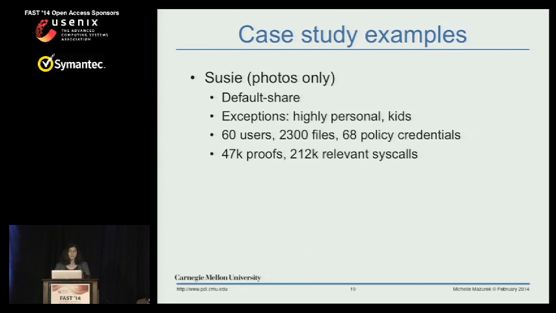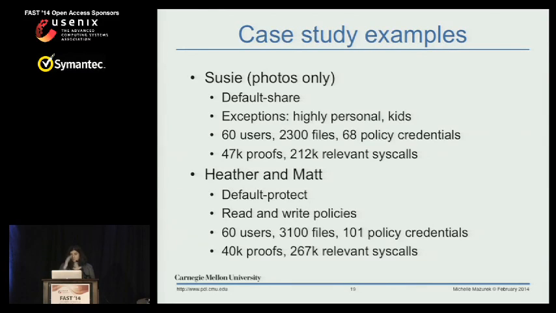So this is a study that deals only with photos. Suzy exemplifies what we call a default share mentality, which is the idea of wanting to share almost everything and only restrict those things which are really important to keep private. So she has exceptions of not sharing things that are highly personal, things that involve kids, for example. This case study involves 60 users, 2,300 files, and 68 policy credentials. And when we run it, it generates about 47,000 proofs and 212,000 relevant system calls.